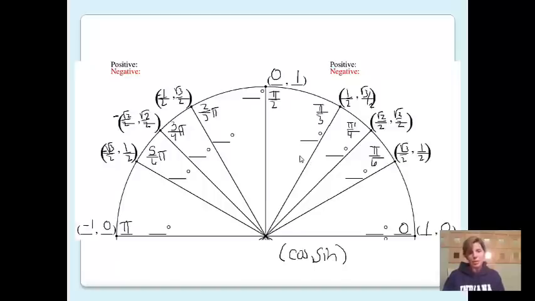In my next video, I'll be showing you a trick so that you don't actually have to draw the unit circle to figure things out.